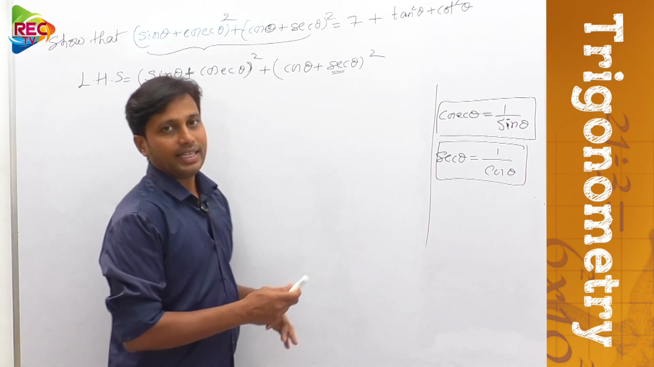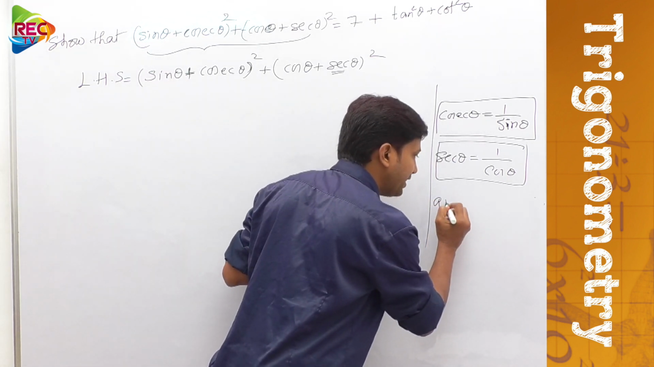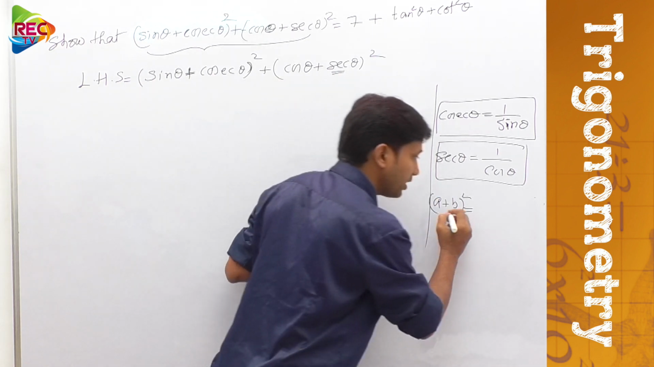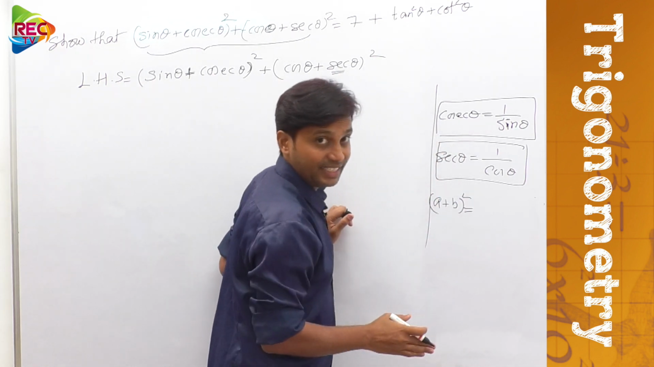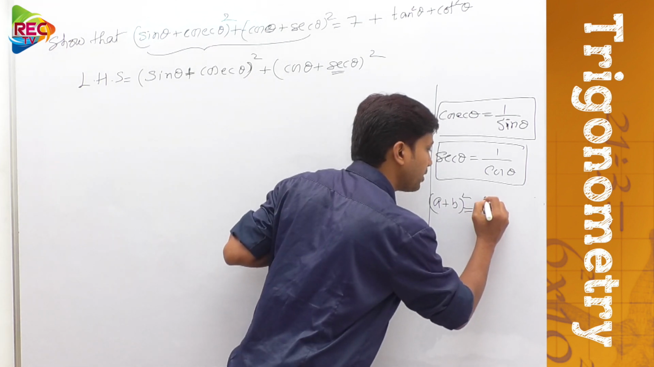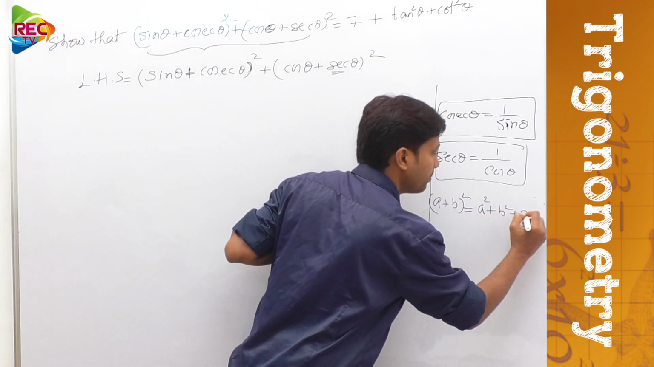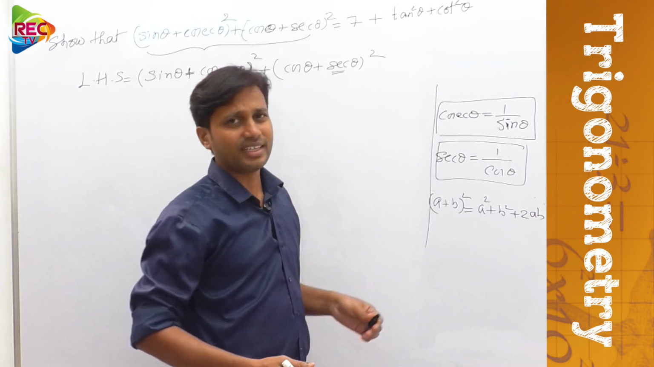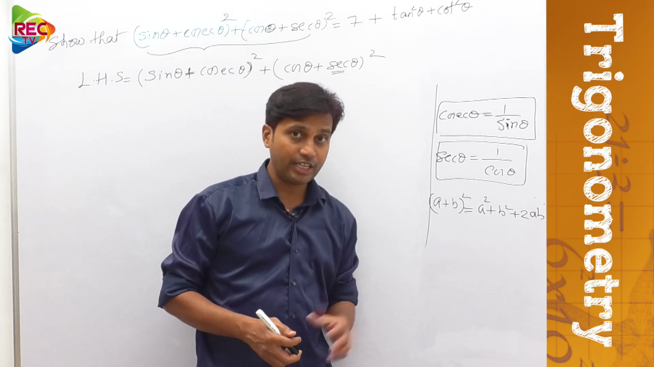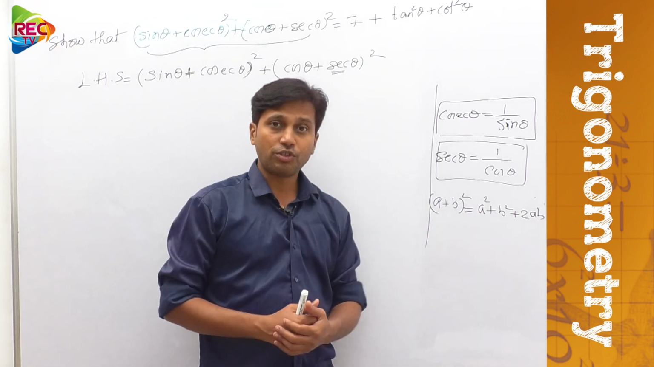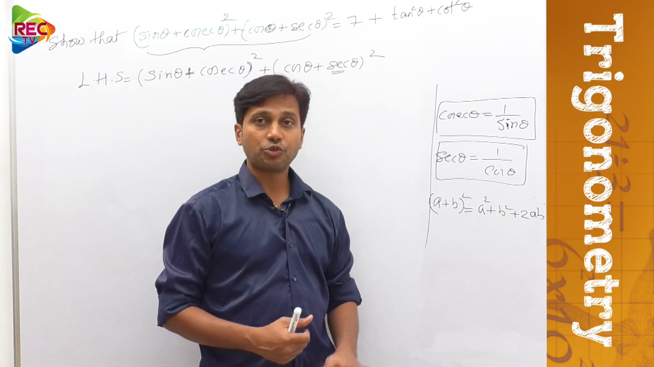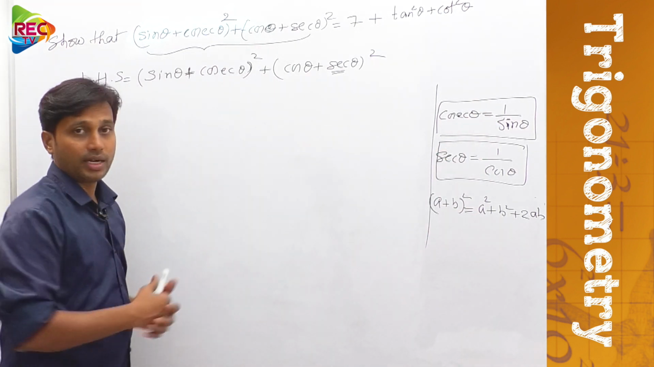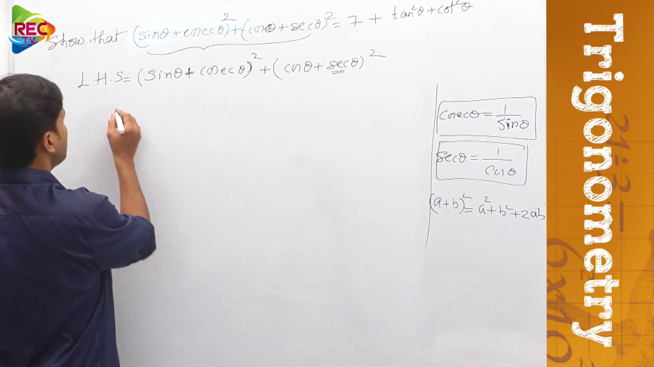And one more thing, I think you know the algebraic identity for a plus b whole square. How can we expand this? By using the algebraic identity, a plus b whole square is equal to a square plus b square plus 2ab. It doesn't matter how you write the 2ab term. So a plus b whole square equal to a square plus b square plus 2ab. These relations are useful to solve this problem.